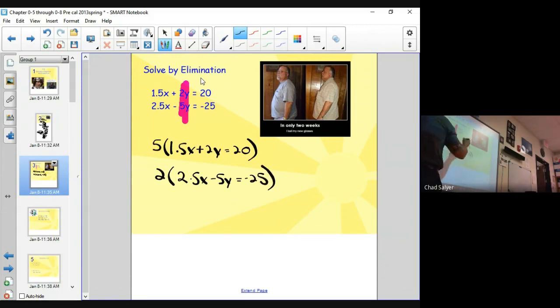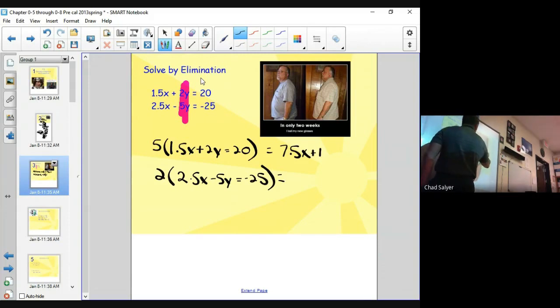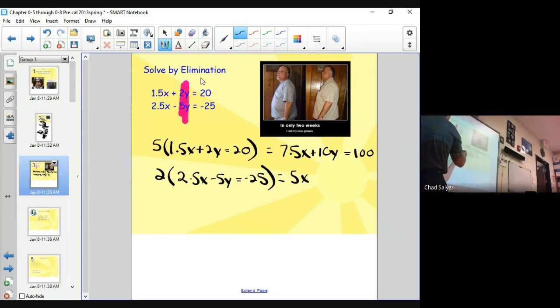And the second equation entirely by 2. And the result is going to be 5 times 1.5 is 7.5x. 5 times 2y is 10y. And then 5 times 20 is 100. 2 times 2.5 is 5x. 2 times a negative 5y is minus 10y. And then 2 times negative 25 is negative 50. Okay, so now you'll notice in the two equations we have matching y coefficients, at least their absolute value matches.